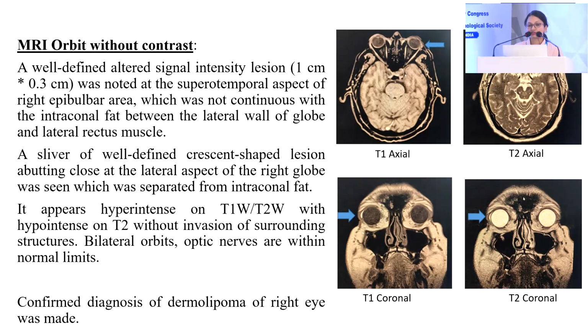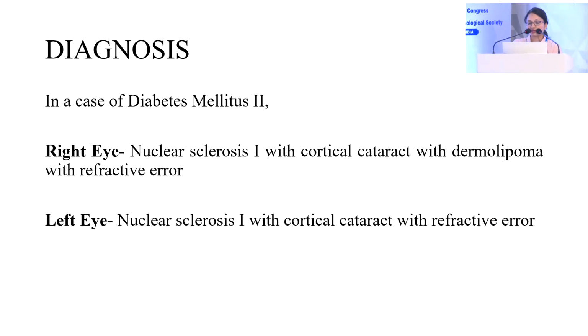The MRI imaging that was done without contrast showed a well-defined altered signal intensity of 1 centimeter by 0.3 centimeter at the superotemporal aspect of the right epibulbar area. The important point being it was not continuous with the intraconal fat, and a sliver of well-defined crescent-shaped lesion was observed, which was hyperintense on T1 and hyperintense on T2. Rest of the orbits and optic nerves are within normal limits. So we confirmed the diagnosis of dermolipoma.